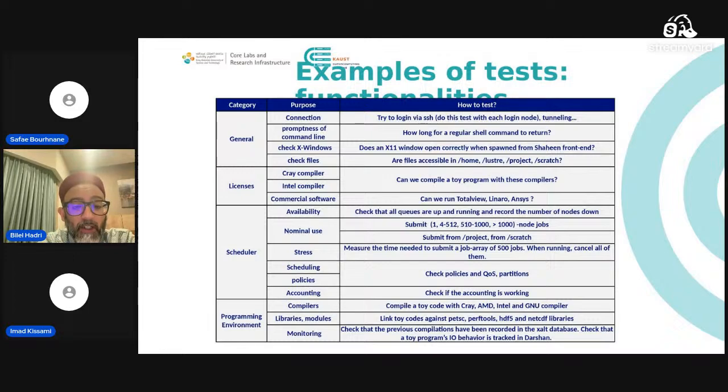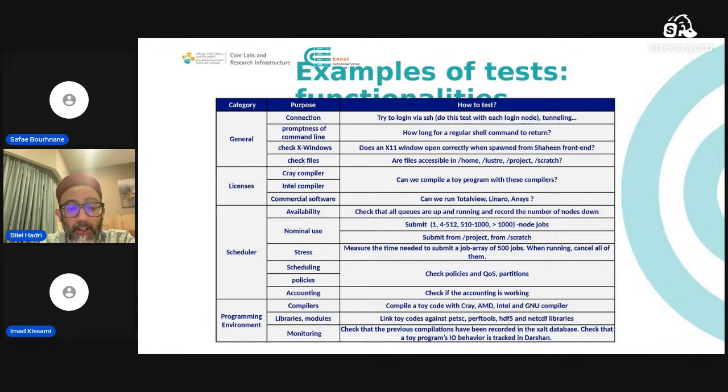Availability: make sure that all the queues are up and running and record the number of nodes that are down, because you need to make sure that you don't start a cluster or supercomputer if more than 50% of the nodes are down, then there is a problem. Also stress the scheduler by submitting a variety of jobs from one node up to the full size of the system. You measure, you stress it, and you check all the policies and the accounting, because this is very important.